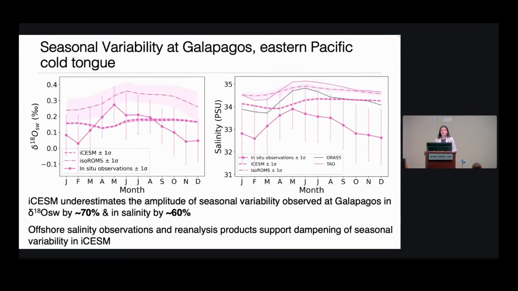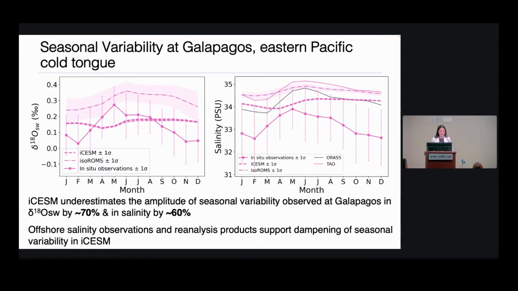So moving on to see how we see variability across the mean state in the seasonal cycle. Right now I'm showing you Galapagos in the Eastern Pacific cold tongue. At Galapagos, the seasonal cycle is largely driven by the equatorial undercurrent, where in the spring months, a stronger upwelling effect brings more positive delta 18O seawater values and higher salinity values, which is the spike we're seeing here. This area is very cool and dry, so we don't see much of a wet-dry effect here.